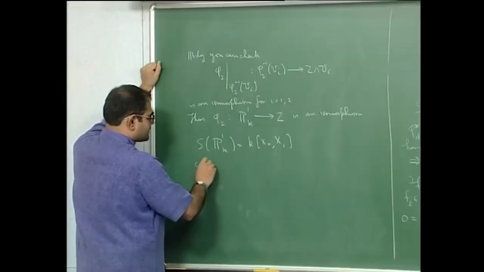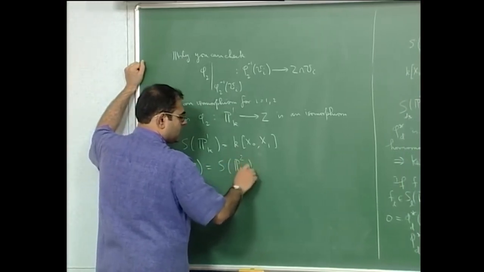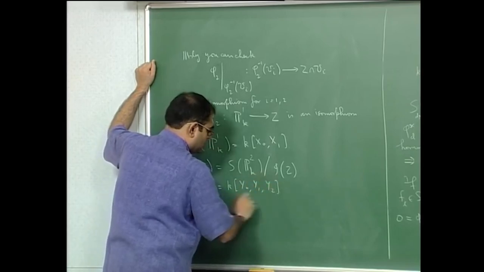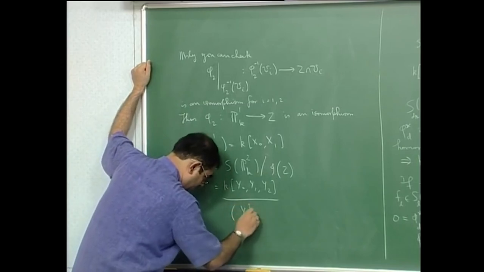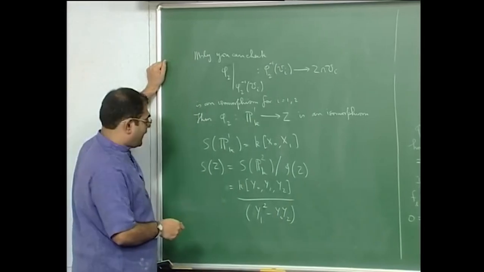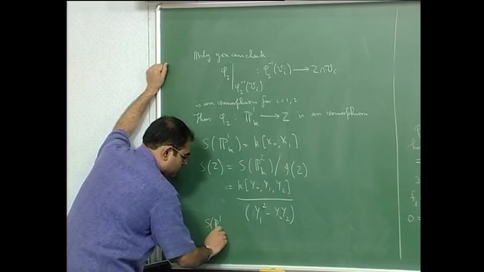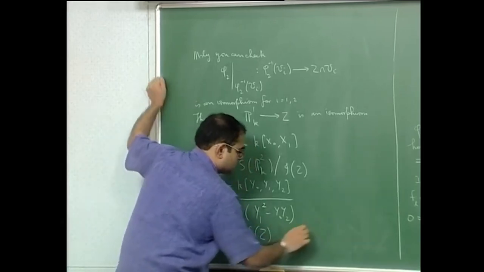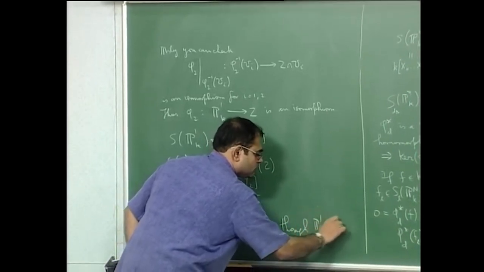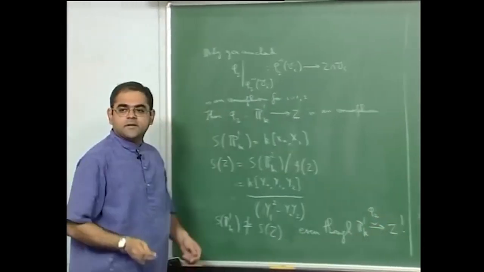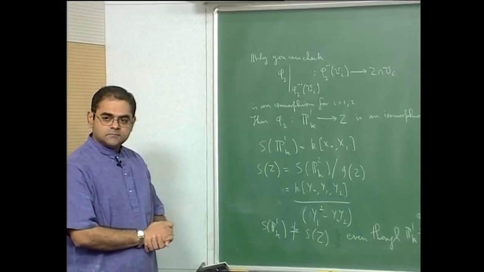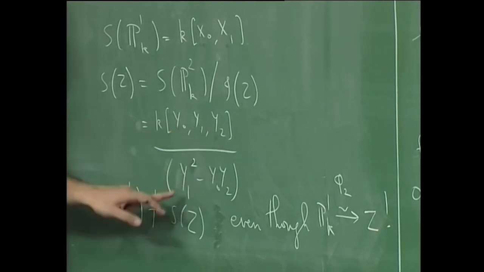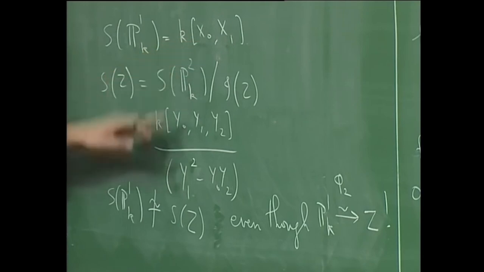And what is the homogeneous coordinate ring of Z? It is the homogeneous coordinate ring of the target P2 modulo the ideal of Z. And what is that? That is just k[y0, y1, y2] modulo the ideal generated by y1 squared minus y0 y2. And these two are not isomorphic, even though, see, this is a polynomial ring in 2 variables, and this is a polynomial ring in 3 variables, and you are going modulo a degree 2 homogeneous polynomial. These two rings are not isomorphic.